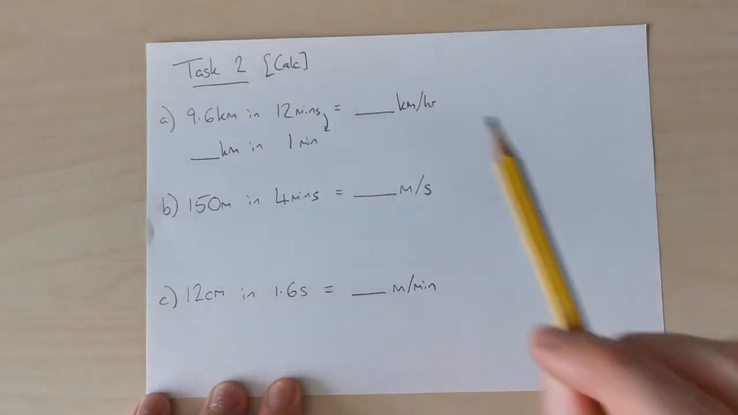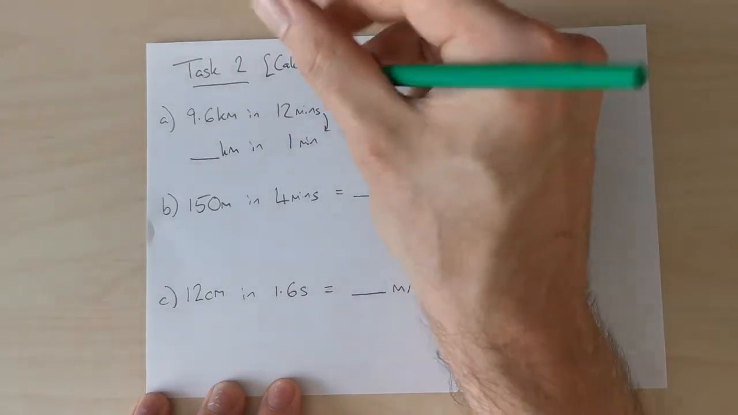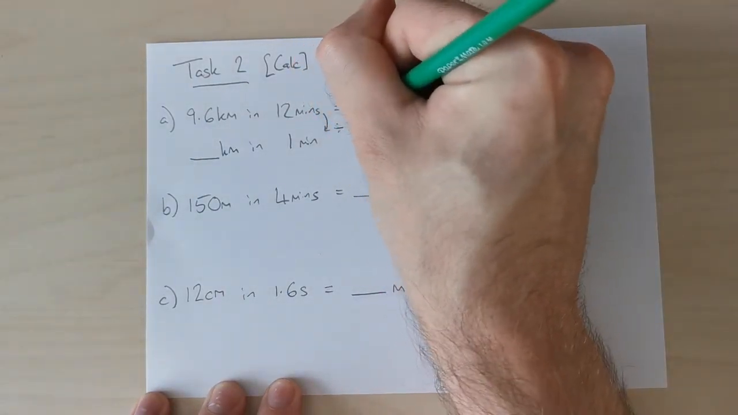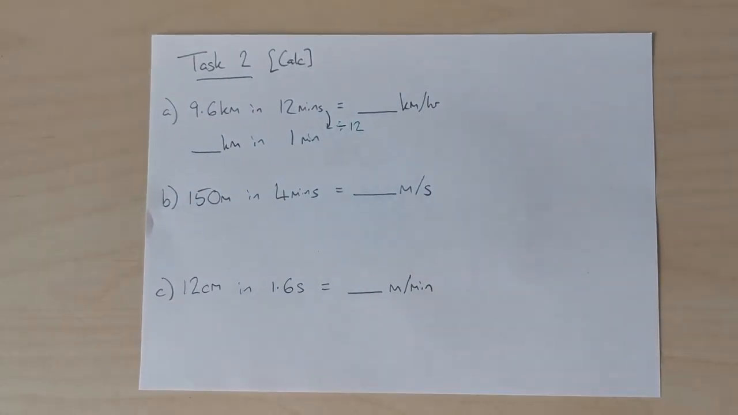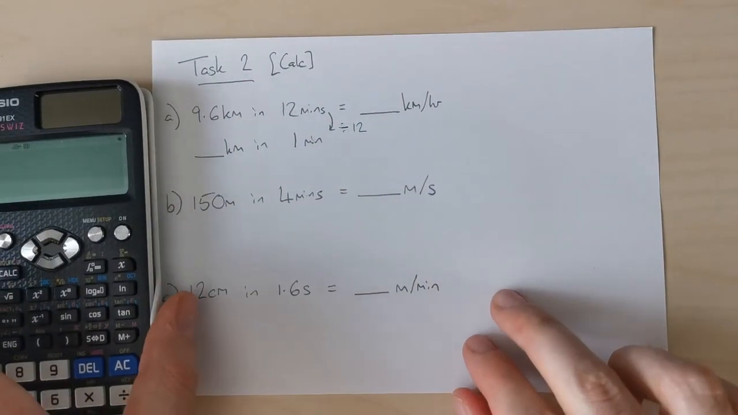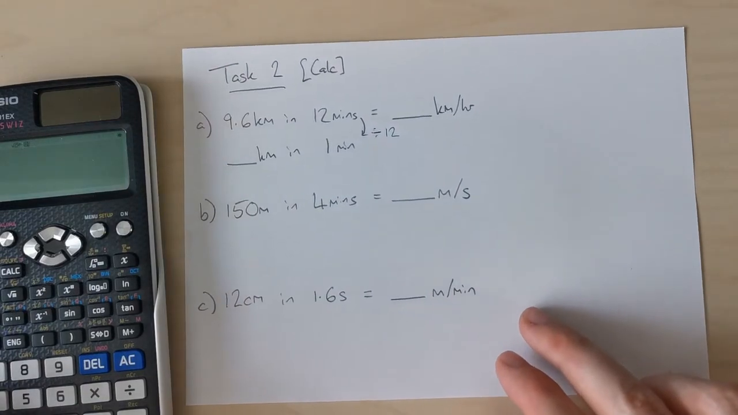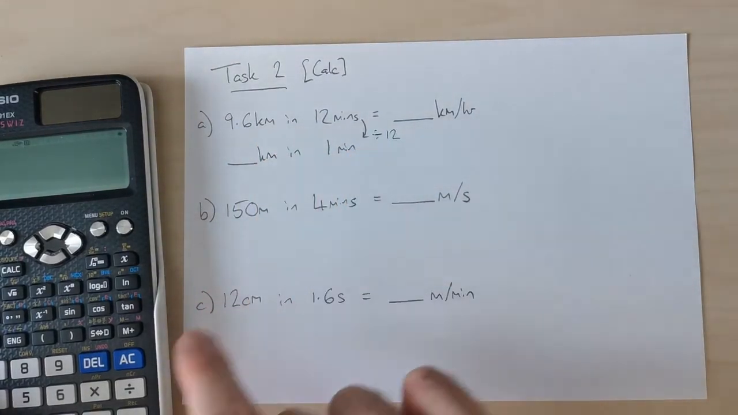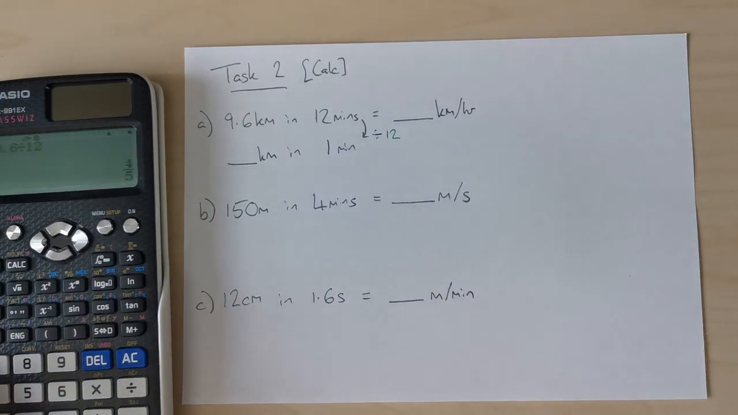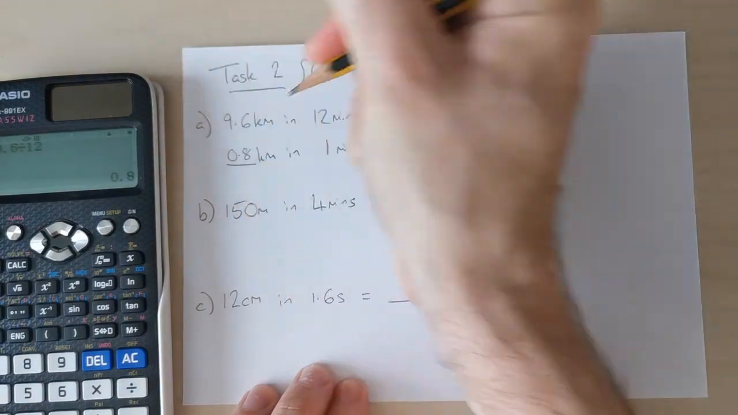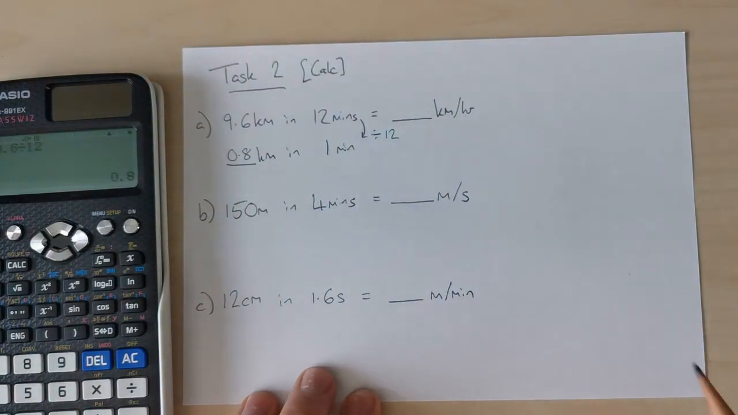So to get from 12 minutes to 1 minute, all we need to do is divide by 12, which means we now have to do the same for our distance. So 9.6 divided by 12. It's come up as a fraction on my calculator, so I'm just going to press SD, and that gives us a result of 0.8. So 0.8 kilometers in 1 minute.